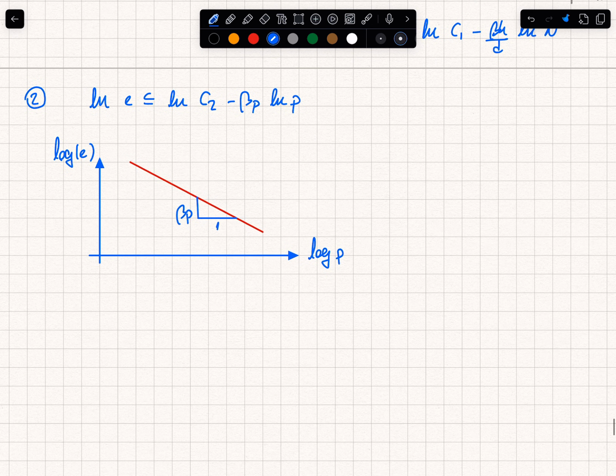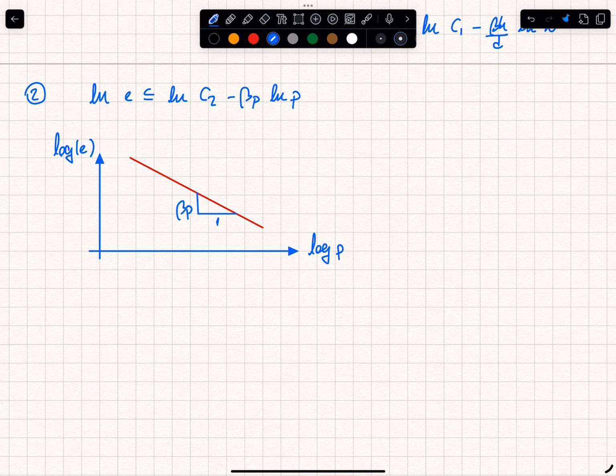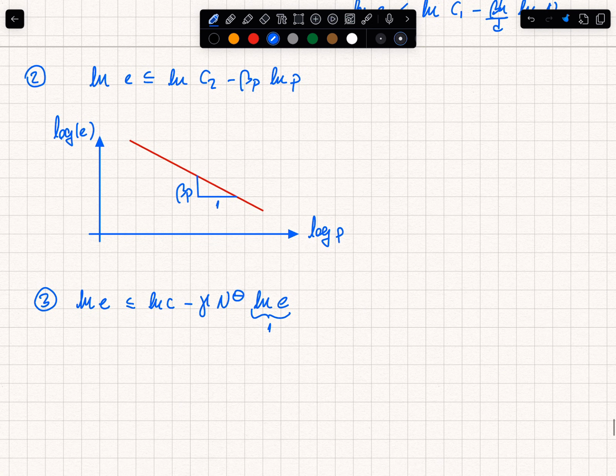And then, again, keep in mind that this is p-FEM, but algebraic convergence. And that it was in the problems that were not so smooth, right? The ones that have something going on in a set of measure 0. And finally, we have the exponential rate, E is less than or equal to log C minus gamma n^theta, log of E, and this is equal to 1.